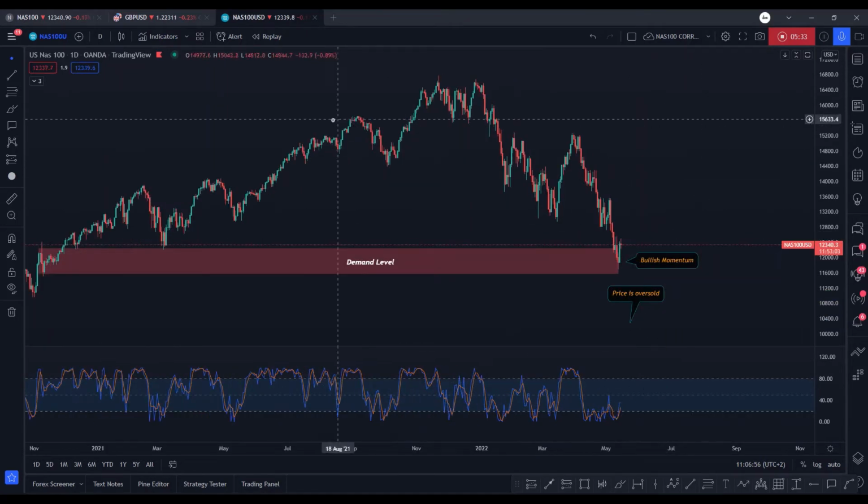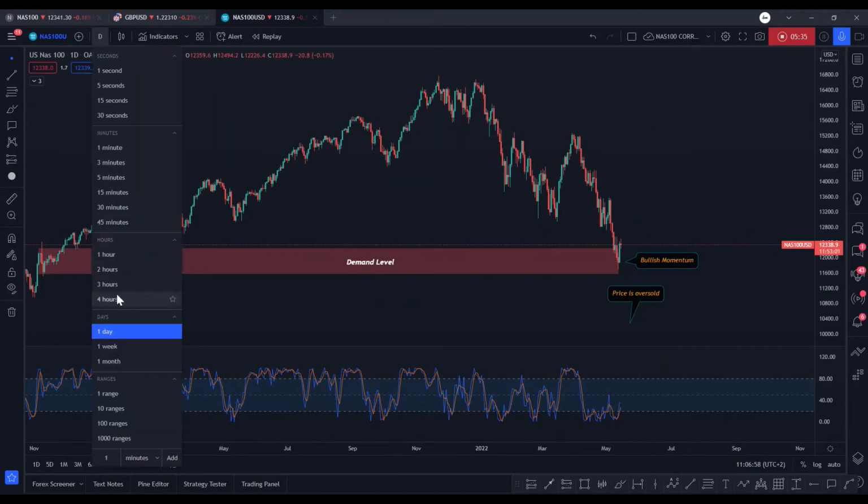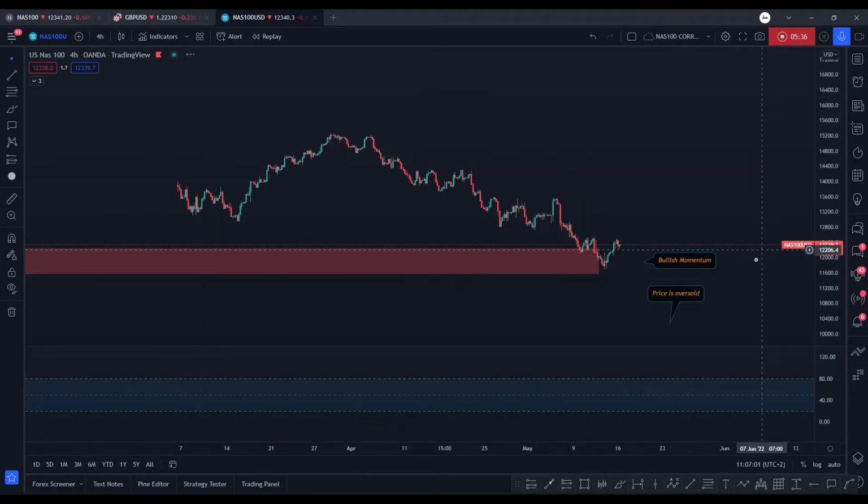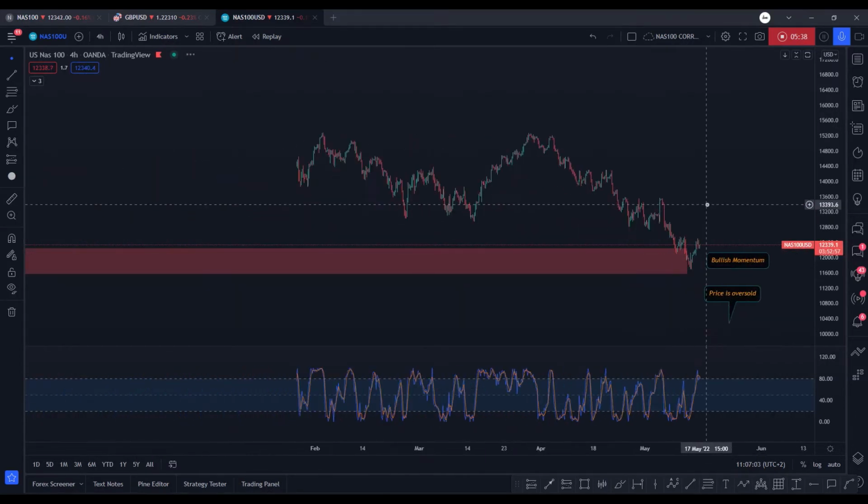Yeah, so I go on a lower time frame, which is a 4 hour in this case. So I also do analysis on the 4 hour, right? So I go on the 4 hour.